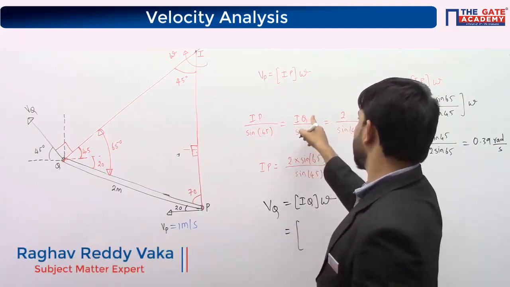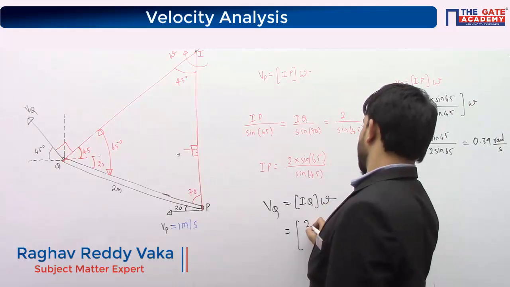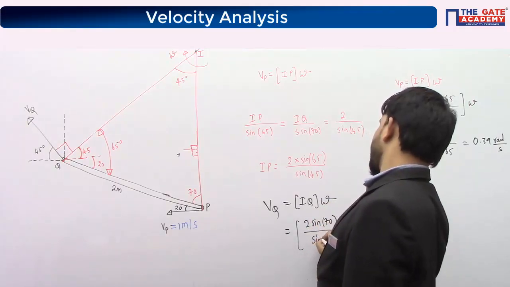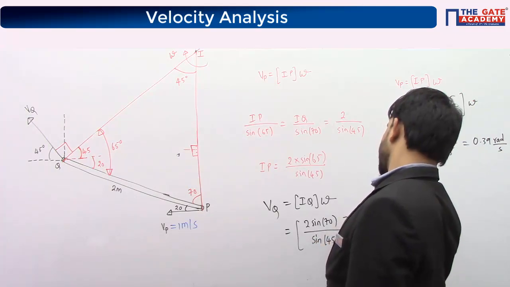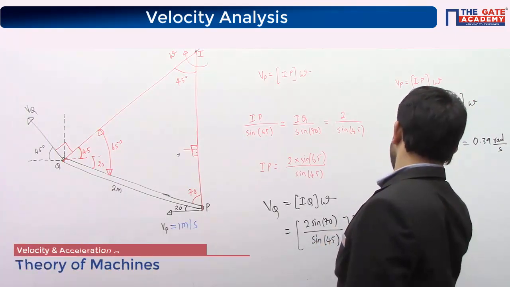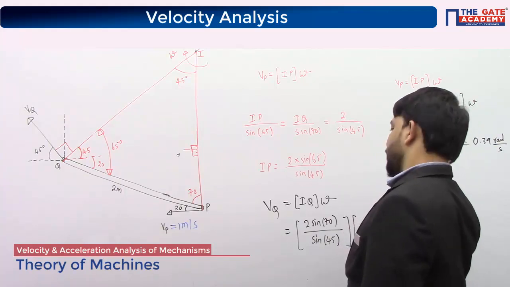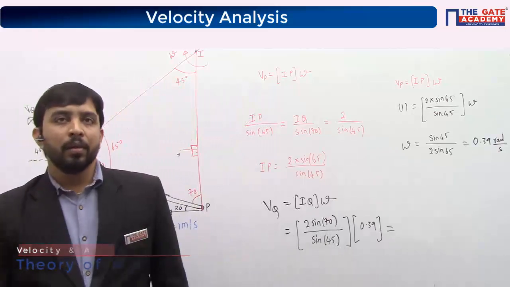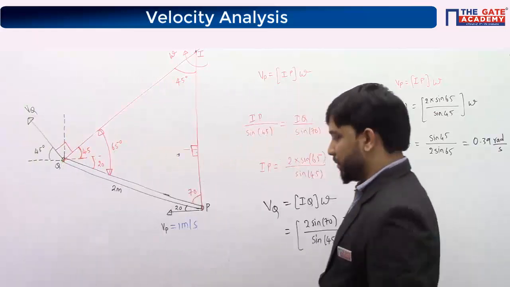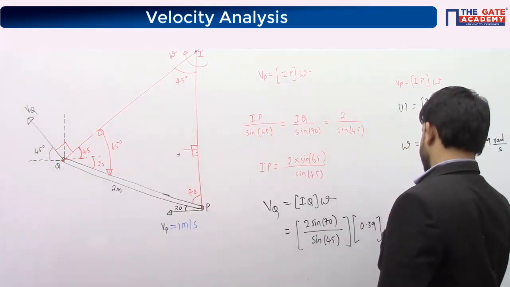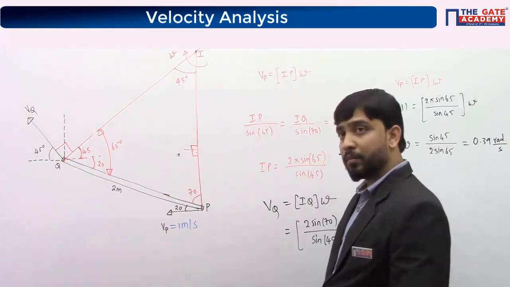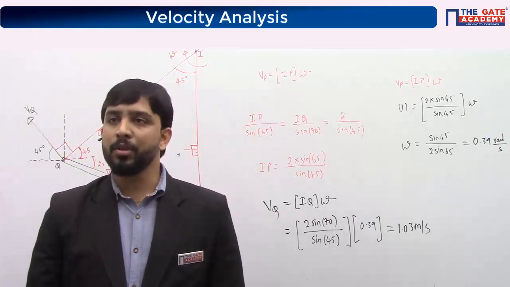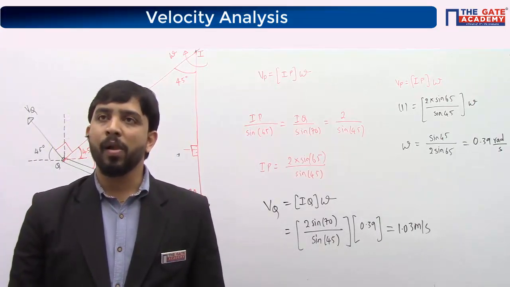So what is IQ? IQ I am writing like this: 2 sine 70 divided by sine 45, into omega, we already found this. What is this? 0.03 meter per second. Okay.